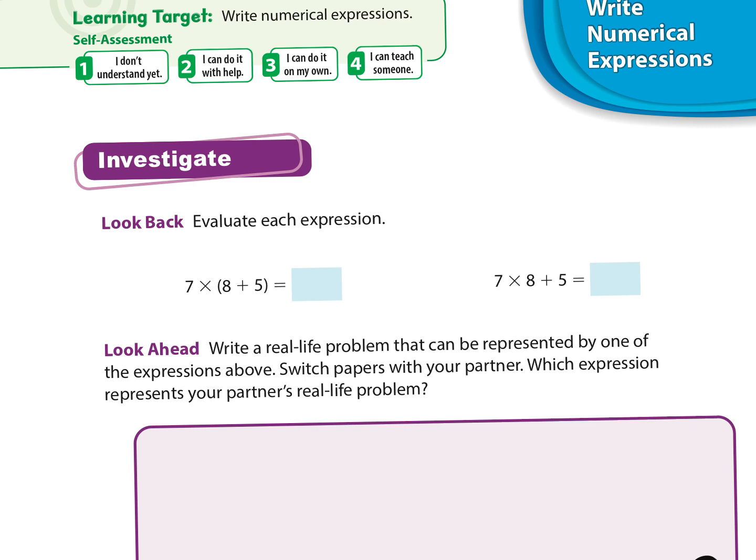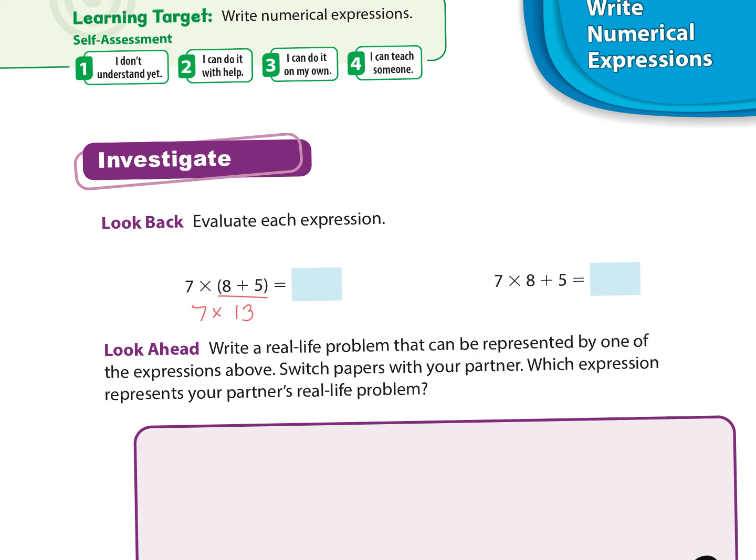Okay, looking at our investigate, you should have already answered both of these expressions. You were evaluating those with your tables. So on the first one on the left, I have 7 times 8 plus 5. What do I do first in this expression, Vala? I do the 8 plus 5, which is 13. And then I have to multiply 7 times 13. Okay, what is that going to give me?